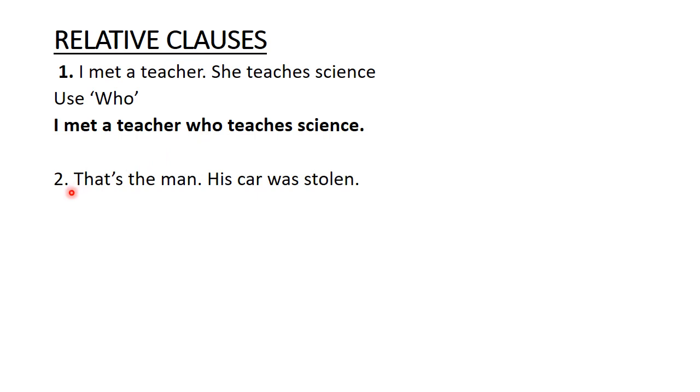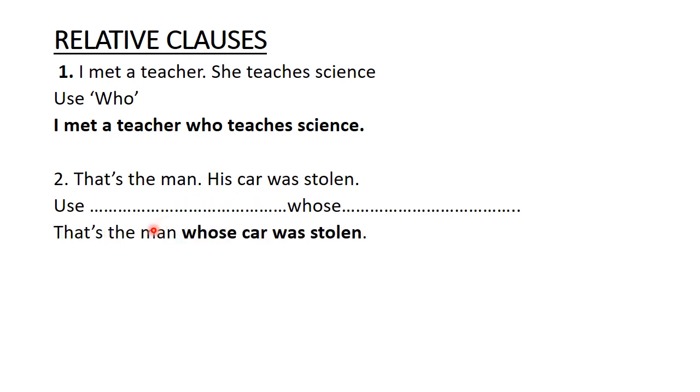Number 2, that's the man, his car was stolen. The question says use whose. So we know that this man had the car. So the car belonged to the man. So we're going to use whose to show that the car that was stolen belongs to this man. So it's going to be, that's the man whose car was stolen.